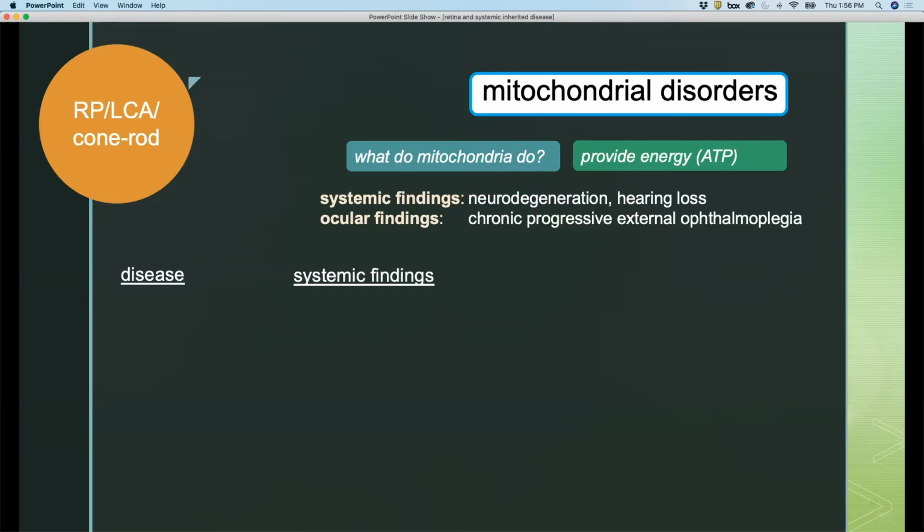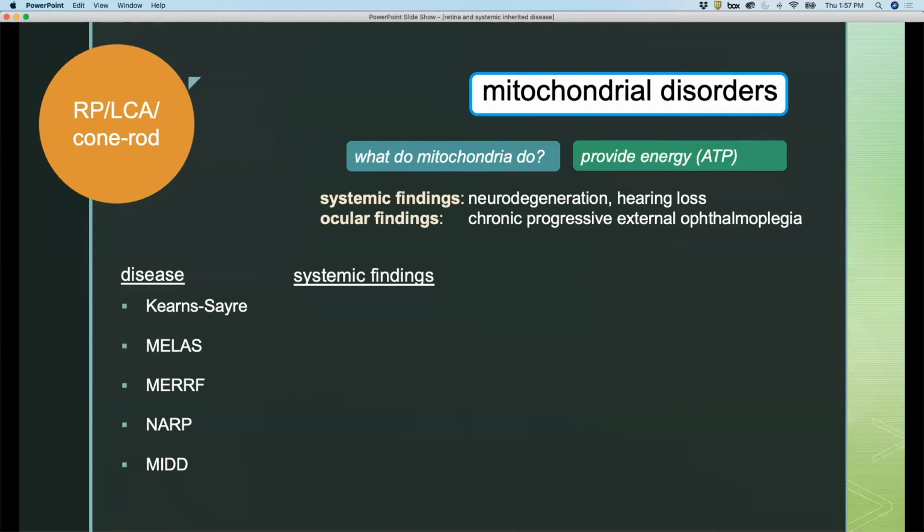So neurodegeneration, like we talked about for all of these diseases, is common in the mitochondrial disorders as well. And then hearing loss is a particularly characteristic problem for the mitochondrial disorders. In addition to Kearns-Sayre, there's a bunch of different abbreviations, most of which start with M, with M being for mitochondrial or maternally inherited, because you get all your mitochondria from your mom, in contrast to your chromosomes. And most of these spell out what the systemic problems are.